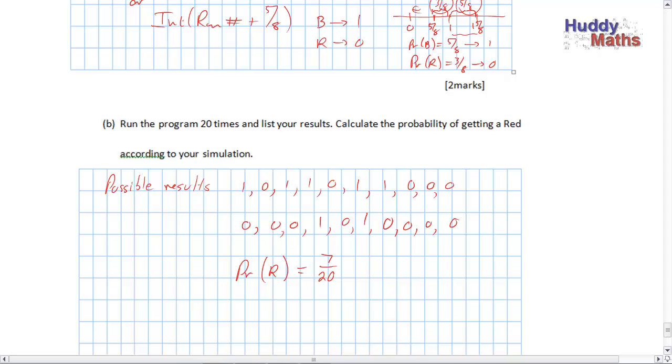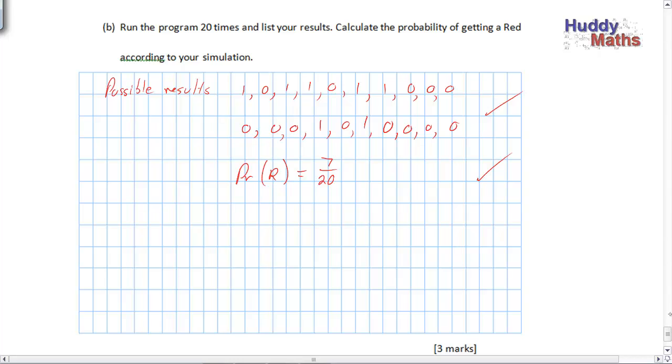Just remembering that the program is a pseudo random processor. So you want a list of results and then a correct sum. I think I gave this 3. So we'll give 2 for the answer, 1 for the counting up of ones or noughts, depending on the command, and 1 for dividing it properly.